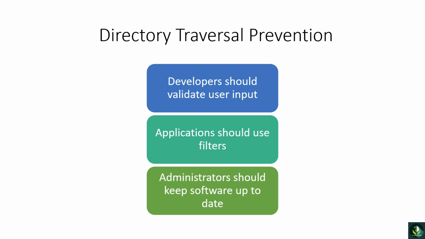Application should use filters to block suspicious user input. Most web applications employ filters to block URLs that contain commands as well as escape nodes commonly employed by the attackers. Administrators should keep software up to date, including web server software and the underlying operating system, and apply all security patches. The practice of regularly patching software can significantly reduce security risk and reduce the chance of exploitation.